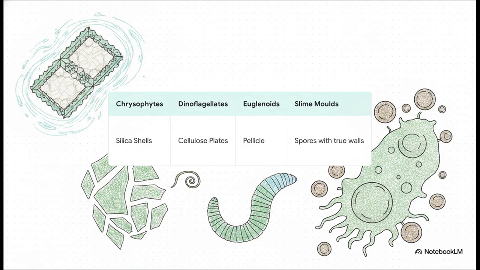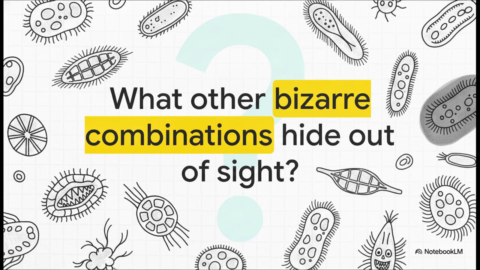Remember, chrysophytes, indestructible silica shells fitting together like a soapbox. Dinoflagellates, stiff cellulose plates. Euglenoids, they ditch the wall completely for a flexible, protein-rich pellicle. And slime molds, no wall on their main plasmodium body, but they do possess highly resistant true walls on their spores. Memorize these specific comparisons, and I promise you, you will effortlessly navigate even the trickiest taxonomy questions on test day. I want to leave you with this final thought.